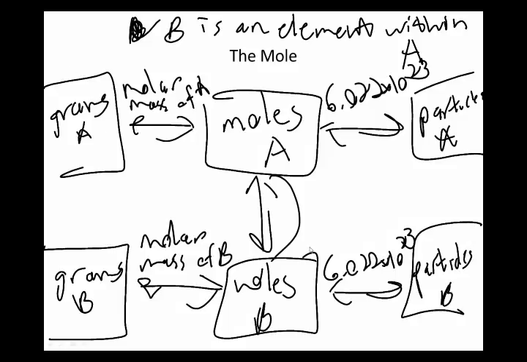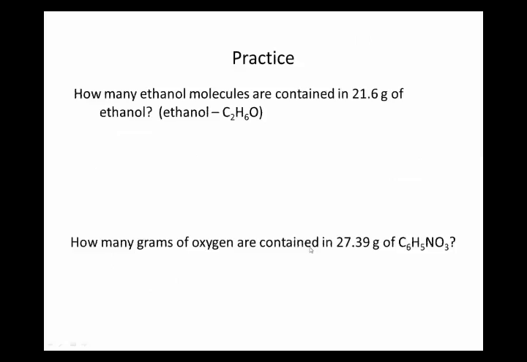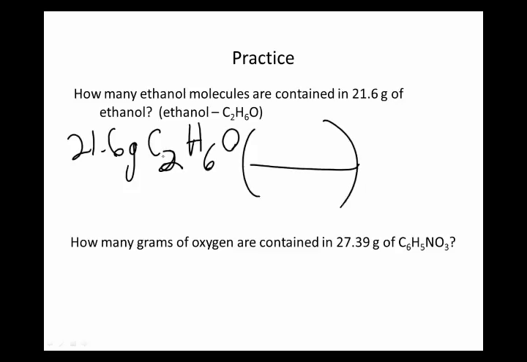So let's put this into practice a little bit. Let's talk about a whole molecule. I'm going to do these 2 different problems. I'm just going to launch into them because you may not have seen these in practice. So, ethanol molecules. Let's talk about how many ethanol molecules are in 21.6 grams of ethanol, C2H6O. Well, first we need to know the relationship between grams of ethanol and moles of ethanol. So what we need is the molar mass of ethanol.